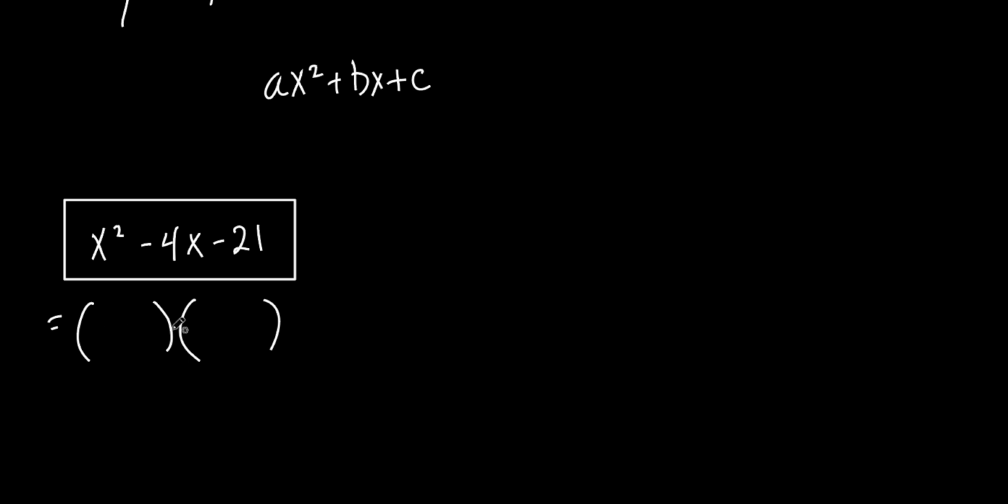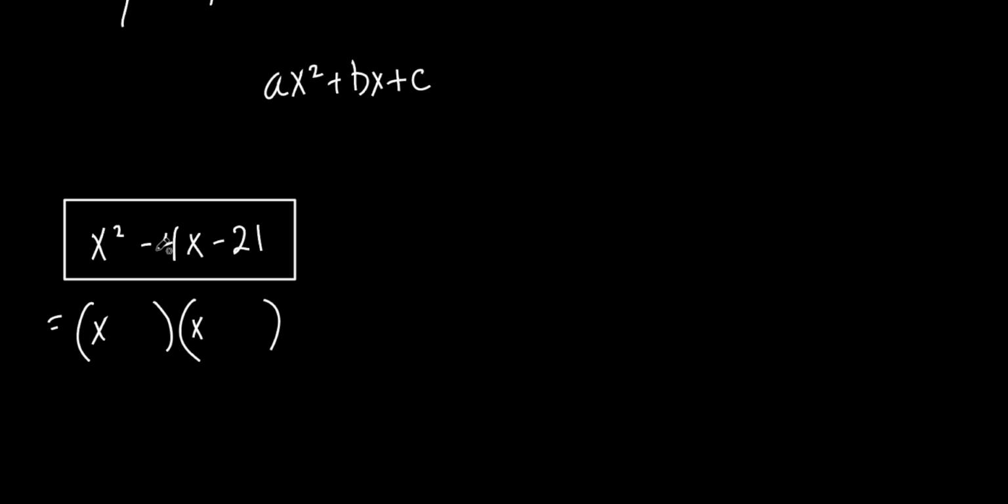So that means this times this has to equal what? X squared. So what times what is x squared? X times x. Agreed? All right. Now, these two numbers, this is what I was getting at. This number here and this number here have to multiply to become what? Negative 21. And those same two numbers have to add up to be what? Negative 4.